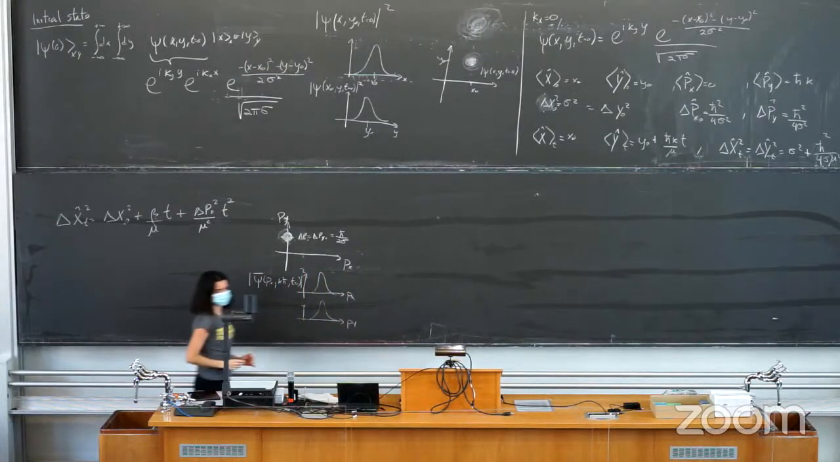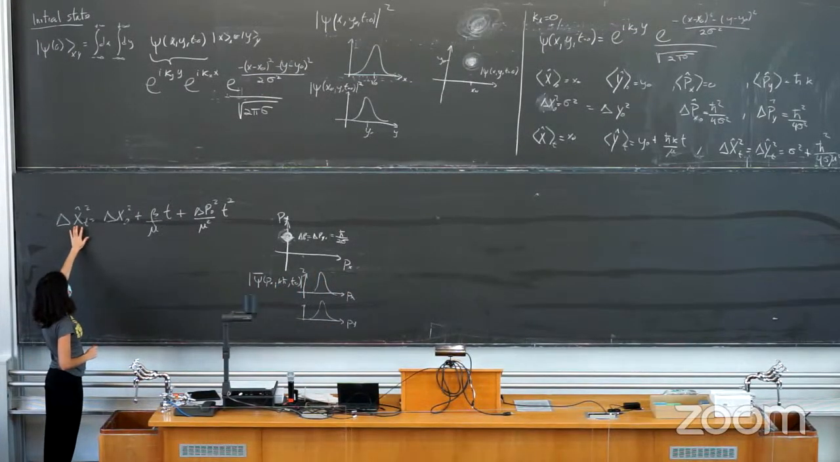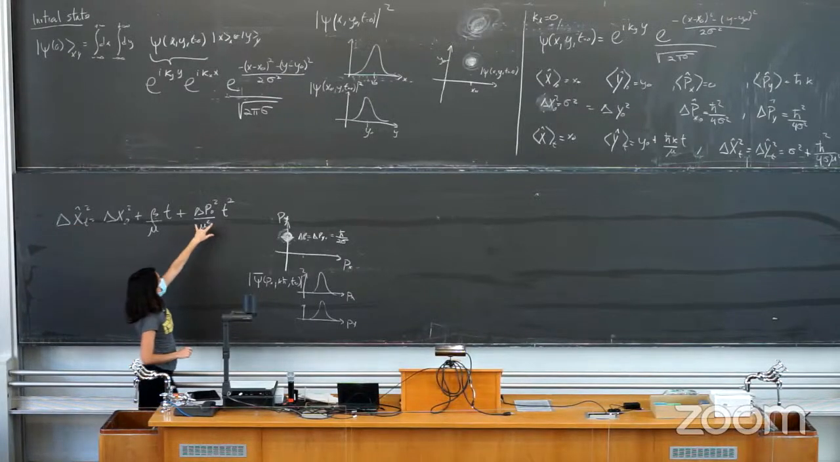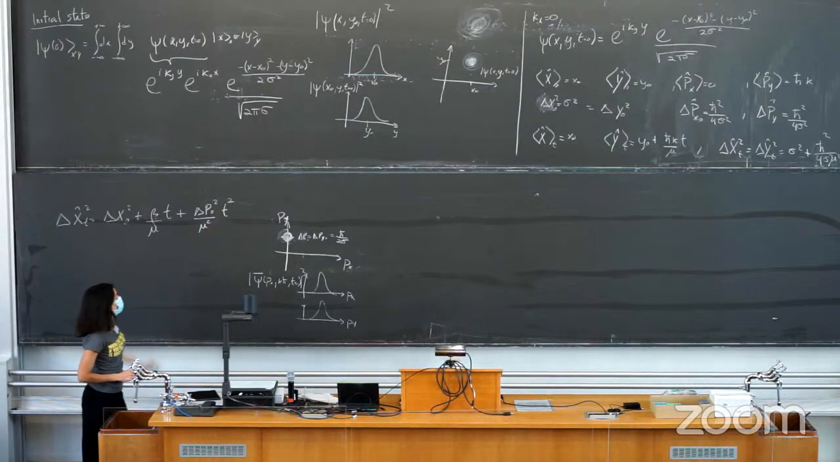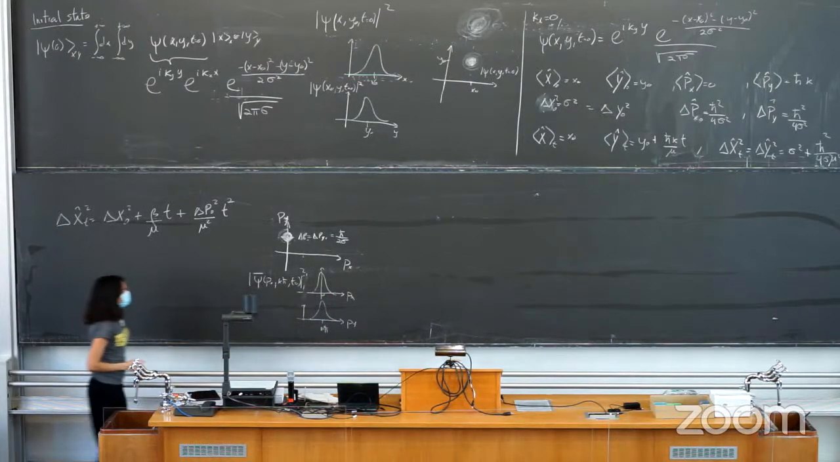Okay, but the answer to your question is that the evolution of the variance in x only depends on the initial variance of p, not on the initial value of p. Sorry, p should be around here. That's 0, and this is k h bar. Does that answer your question? Okay.